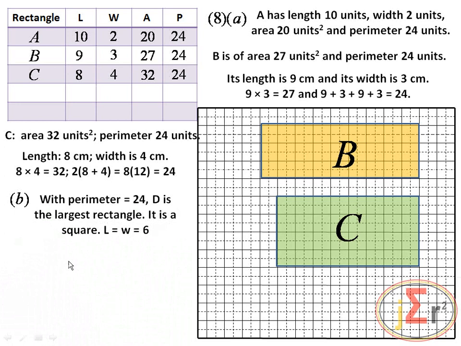Now, this is a scenario that we have right here where the perimeter is 24 and D is the largest rectangle with that particular perimeter. We will show that the length is equal to the width is equal to 6, because as a matter of fact, if we are taking a look at a particular perimeter, then the rectangle with the largest area for that particular perimeter will actually be a square. So the length and the width must be equal.